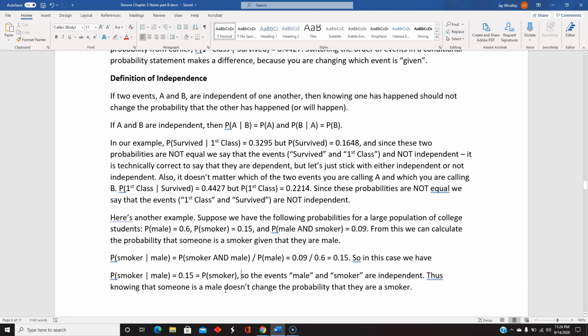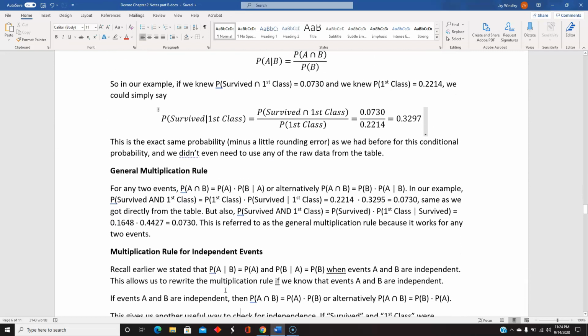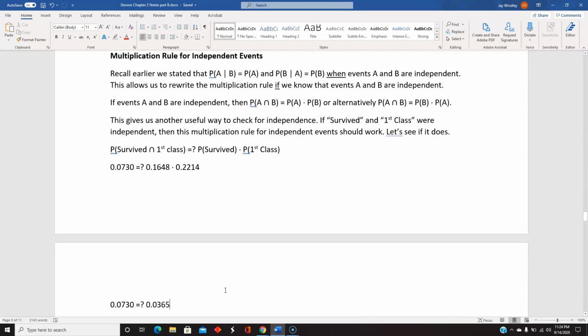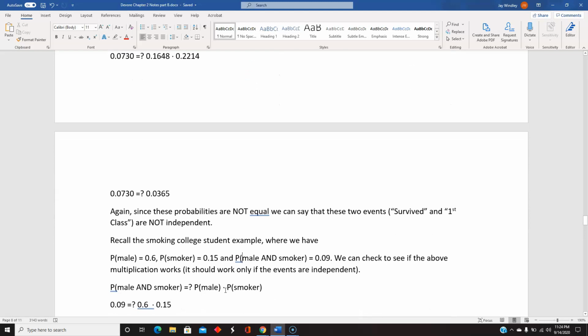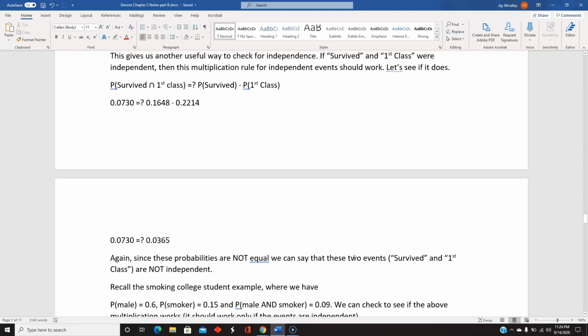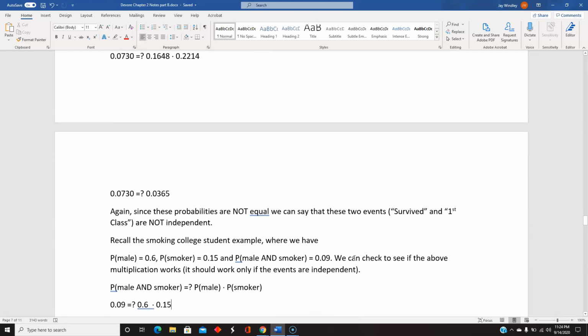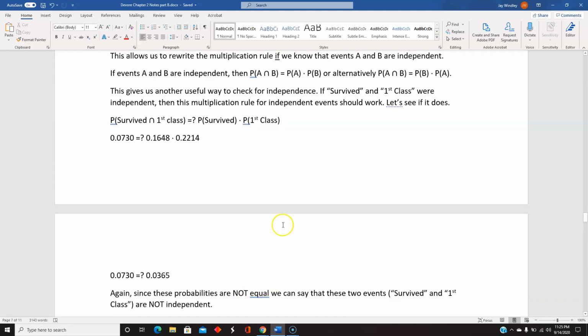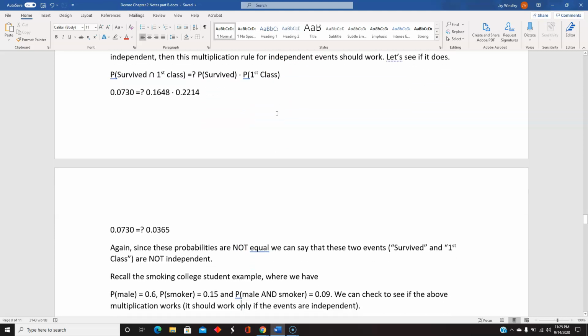And to look at that in another way, when we were talking about the multiplication rule, if we check the multiplication rule for independent events, we can use that to see if the events are independent. So we want to know, is the probability of male and smoker the same as the probability of male times the probability of smoker? Because if it is, then we have the probability of A and B is equal to the probability of A times the probability of B, which will only happen if the events are independent.